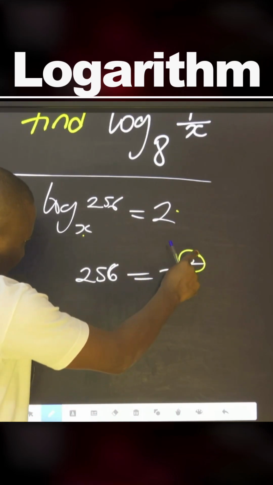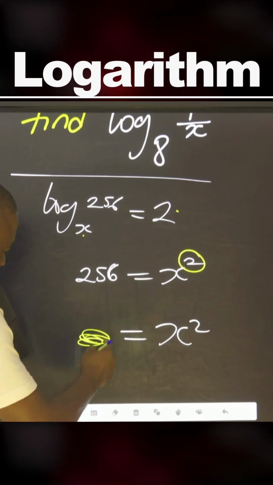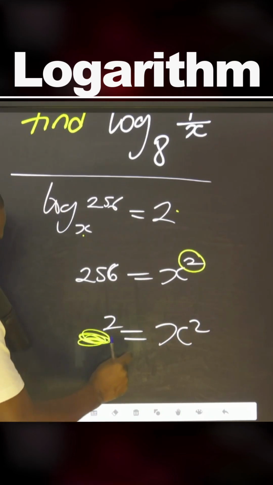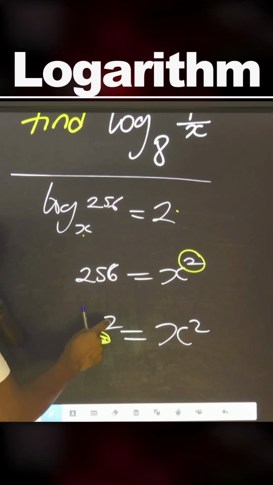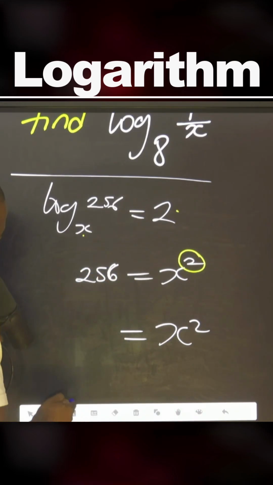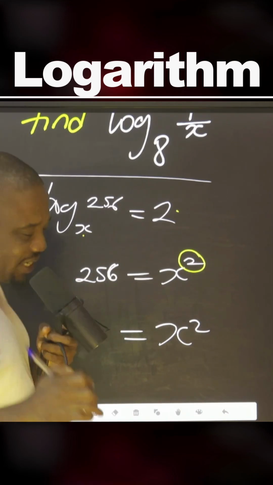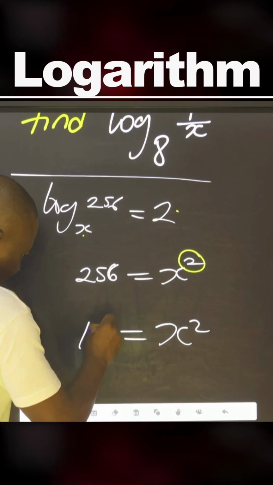Now I have 2 here. I want to do something in a way that I put something here that has 2. Because if I can have 2 here and 2 is here, I will say this is equal to whatever that is here. Okay, so what is the square root of this? That will give us the right answer. That is 16, because this is 16 times 16. So 16 raised to the power 2.